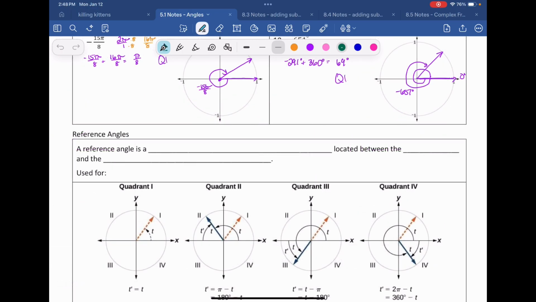All right, so moving on to reference angles. A reference angle is the smallest positive acute, so less than 90 degrees, angle located between the x-axis and the terminal. And what it's used for primarily is evaluating trig functions.